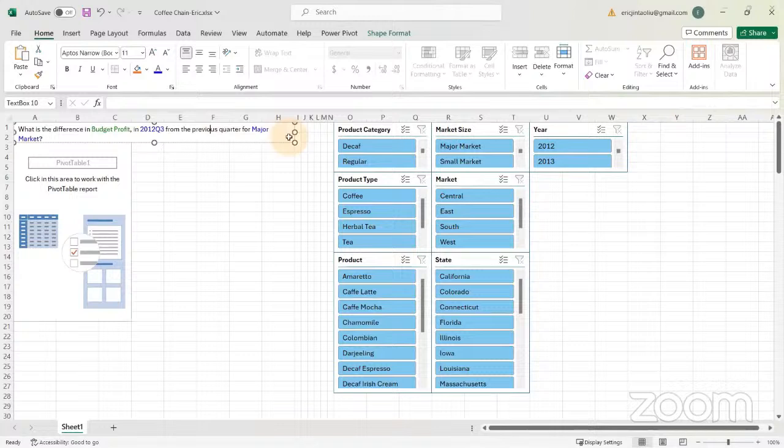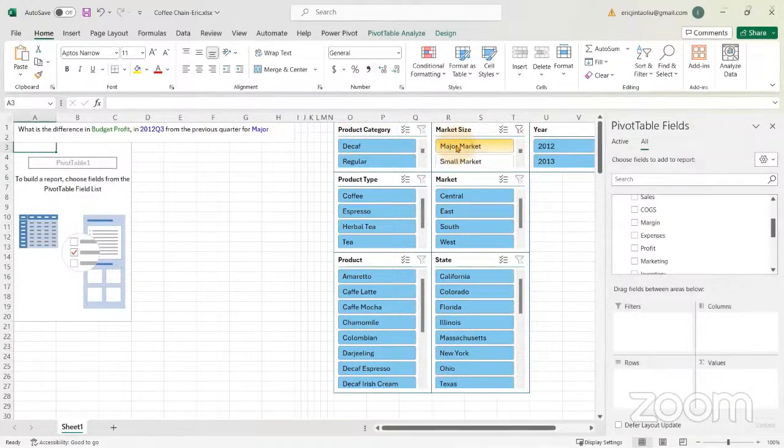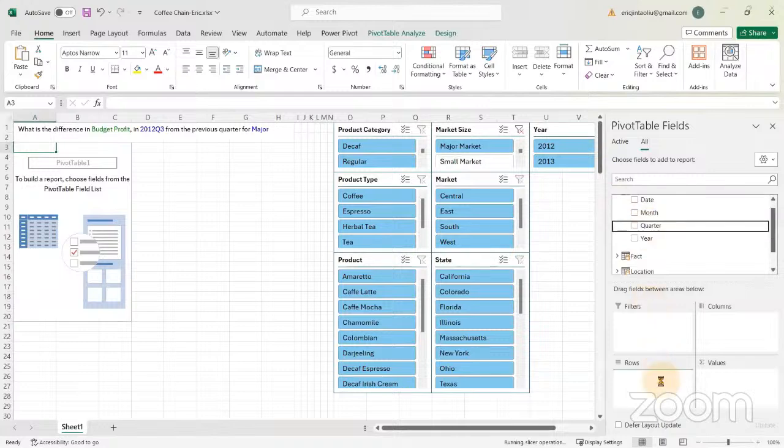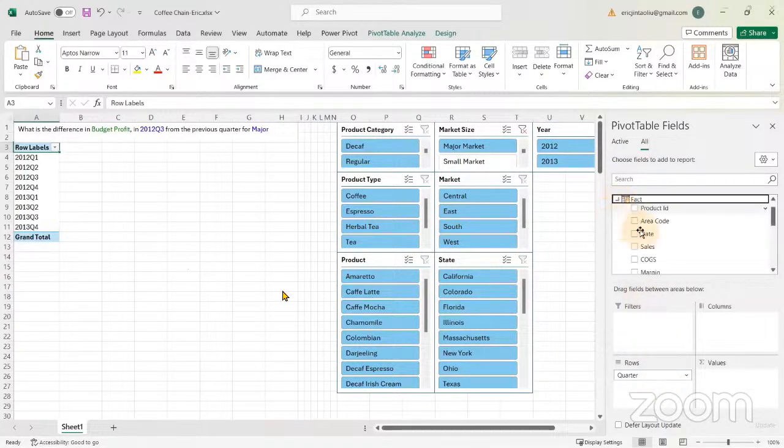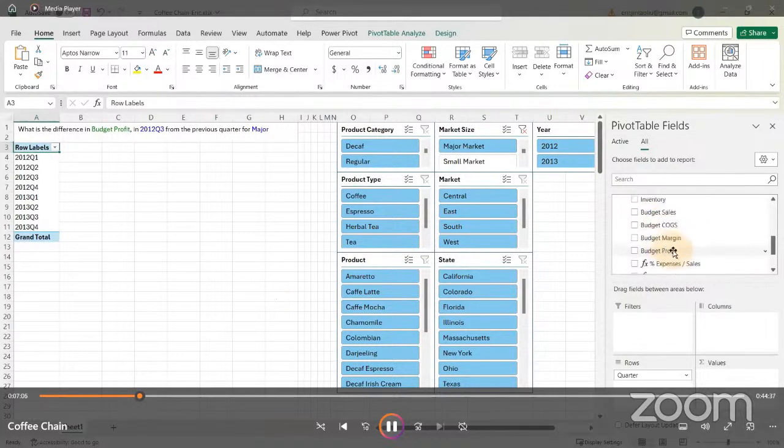Step 1. Filter market size. Step 2. Add dimension quarter to rows. And measure budget profit to values.